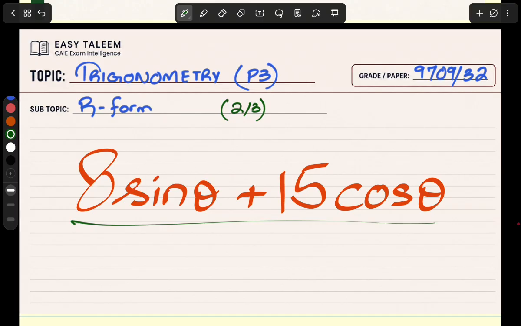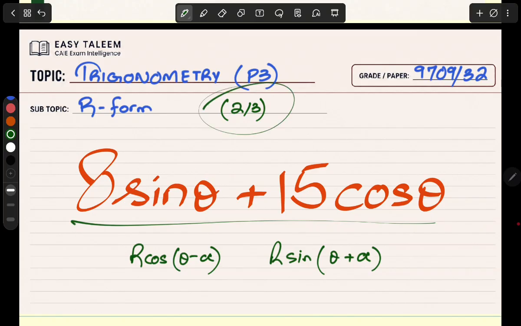Today, we are beginning what is probably one of the highest yield topics in the entire trigonometry chapter in A2: r cos(theta minus alpha), or as we call it, r sin(theta plus alpha). This is trigonometry part 2 of 3.